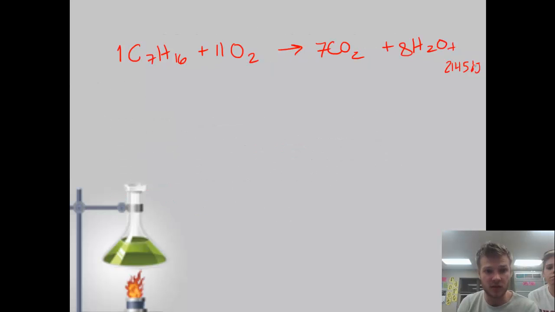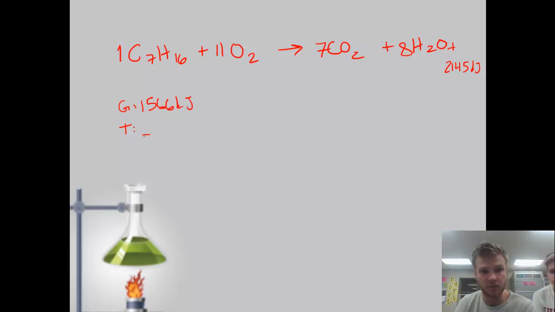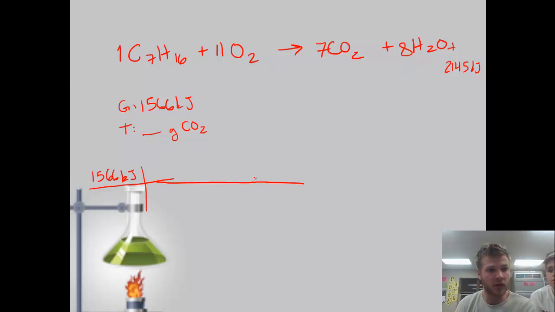And I'm starting with 1566. So my given is 1566 kilojoules. And I'm trying to find out, what am I trying to find? Grams of carbon dioxide. So I'm trying to figure out grams of CO2. You're going to have to follow along with us. It's going to be a little long. Yes, so I'm going to write a little small. I'm going to start always with my given, 1566 kilojoules. And remember, we are going to treat this number as my coefficient and kilojoules as my chemical.